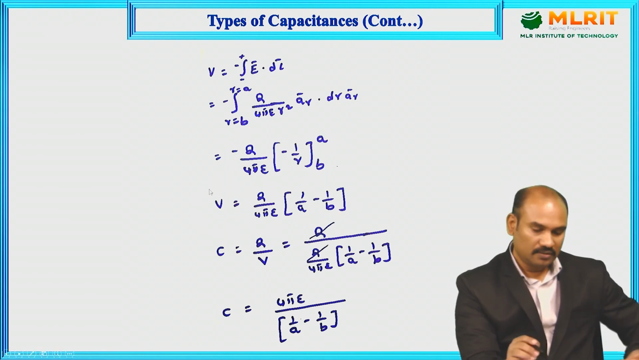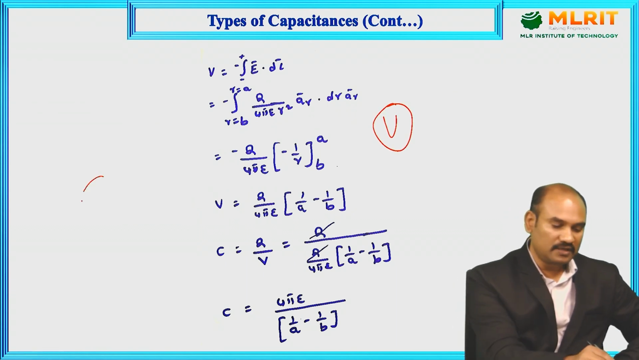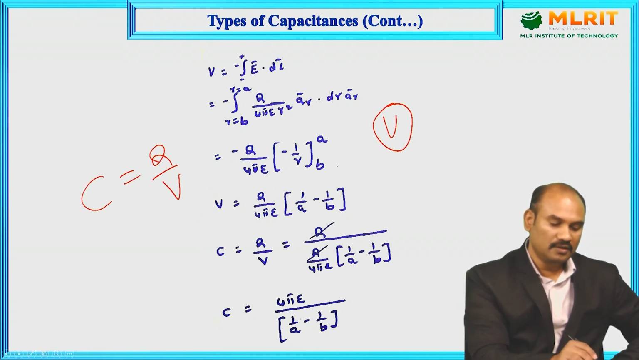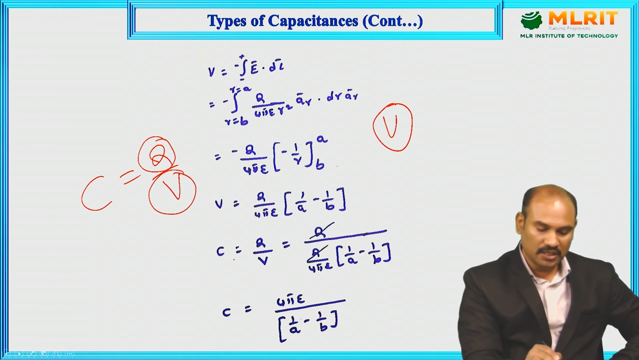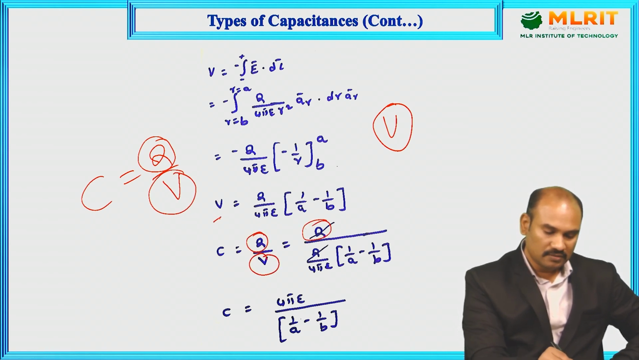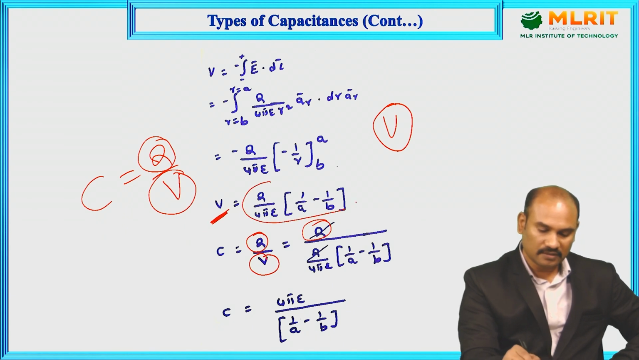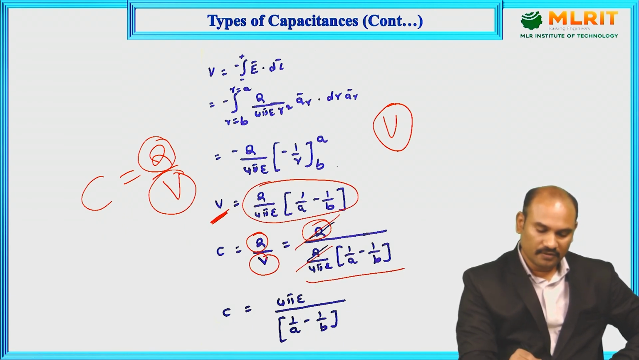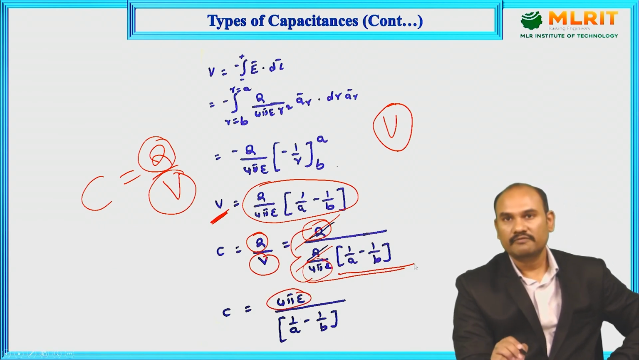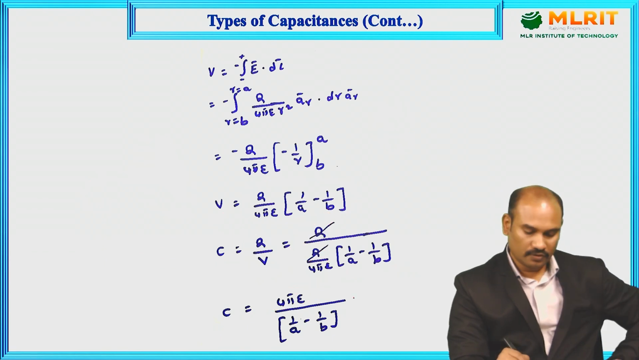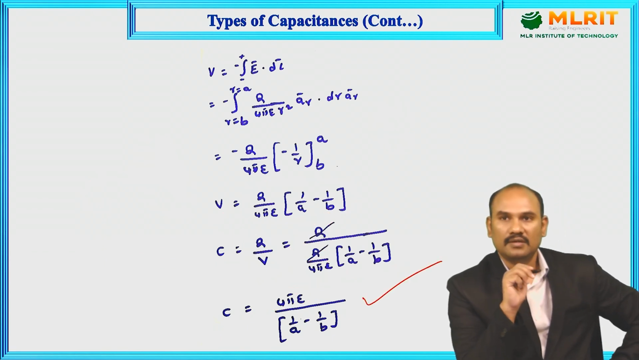Now we got the V expression, but what do we want? C. C is Q by V. So divide Q, the electric charge, by this expression V. So C equal to Q by V, where V means this entire expression in the denominator. So Q cancels. You have 4 pi epsilon, which goes into the numerator: 4 pi epsilon 1 by A minus 1 by B. So this is how we get the expression for capacitance.